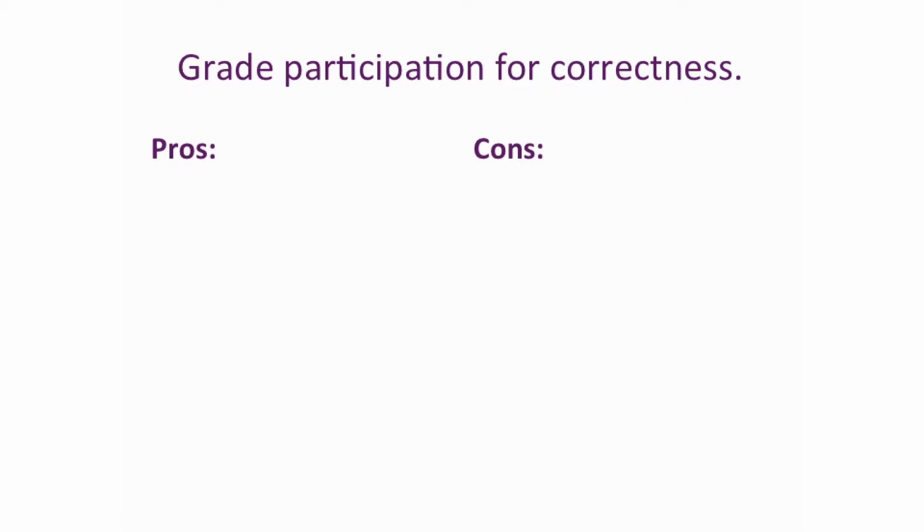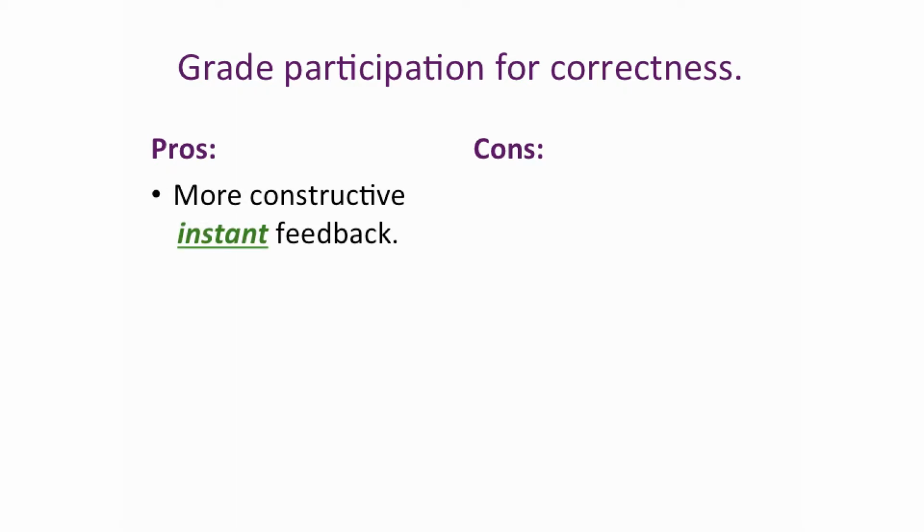So there are some pros and cons for grading participation for correctness. The pros: it is constructive and instant feedback. They don't have to wait to get the answers back for a graded test. I put the question up on a slide, they answer it, I tell them the correct answer, and work through whatever process that is. If it's an algebra-based problem, which probably 80% of the chemistry problems are, I simply work through it in the class.